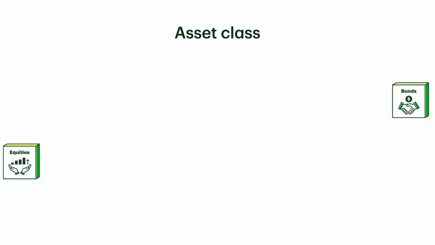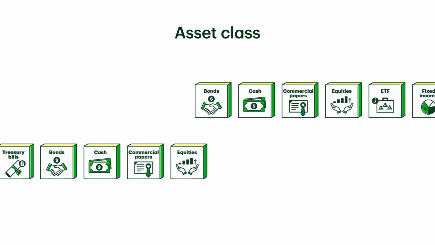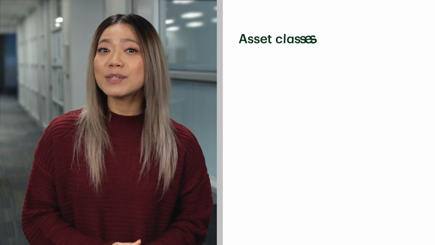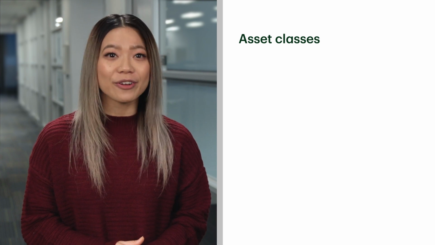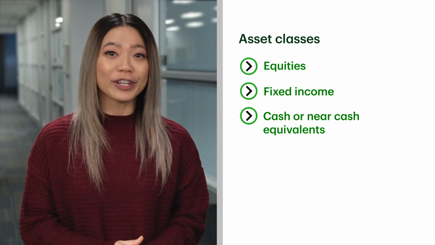There are lots of different types of investments, and many are similar to one another. In fact, some investments are so similar they can be grouped together. Investments that share common features, risks, and even returns can be grouped together in what we call asset classes, and there are three common ones we'll go over here.